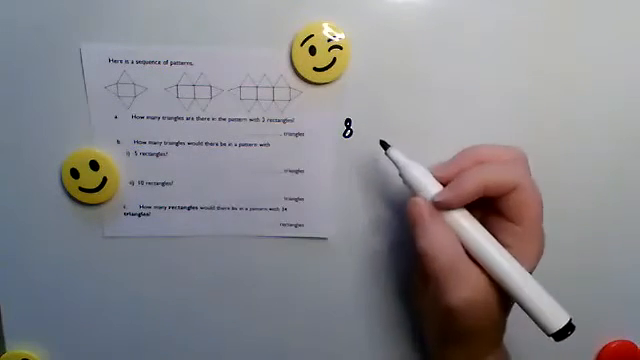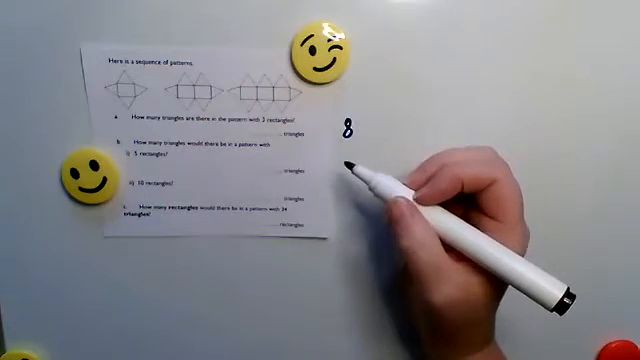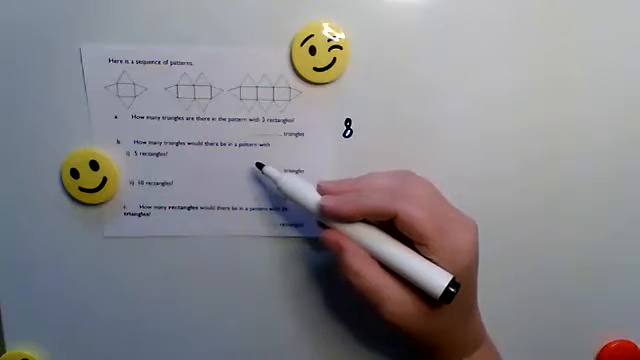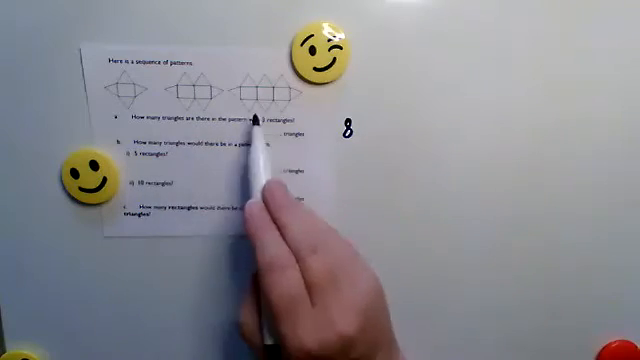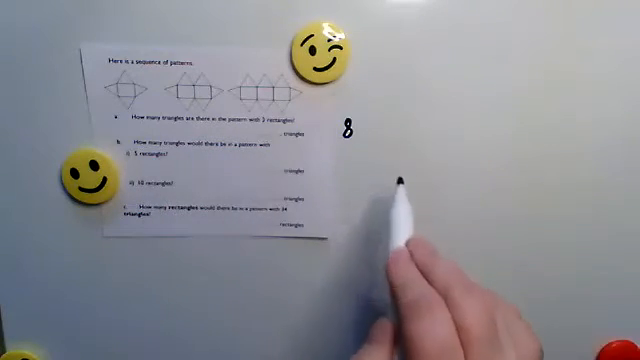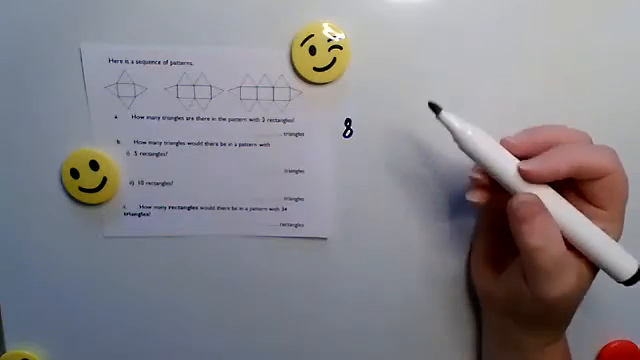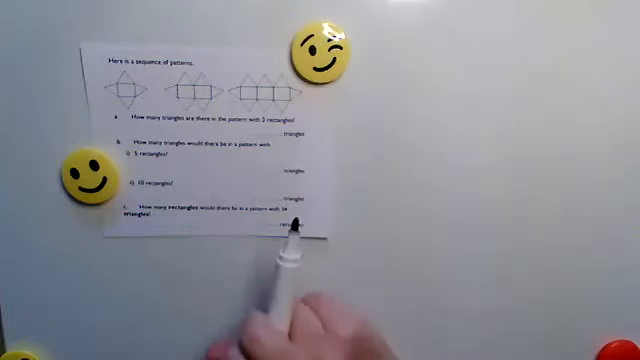Now, question B is a little bit more interesting. How many triangles would there be in a pattern with 5 rectangles? Now, you could draw 5 rectangles out and draw the triangles around them. That's a perfectly acceptable way of solving the problem. But I'm just going to look at it in a slightly different way.